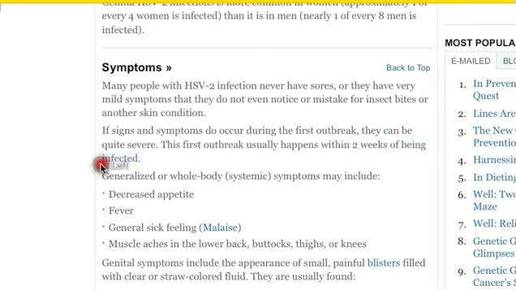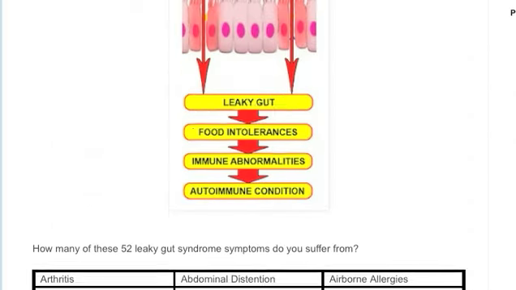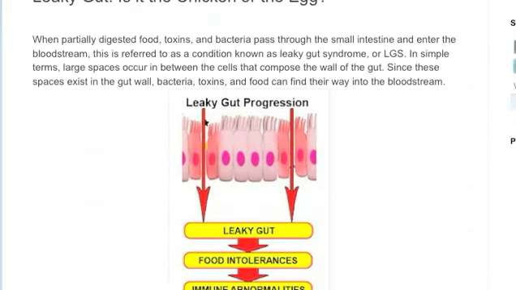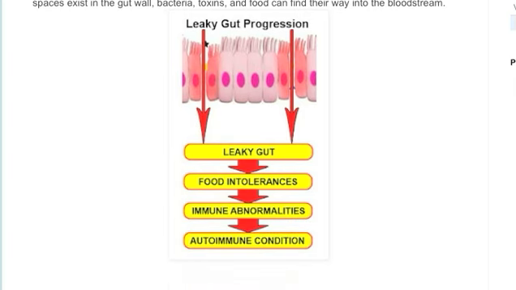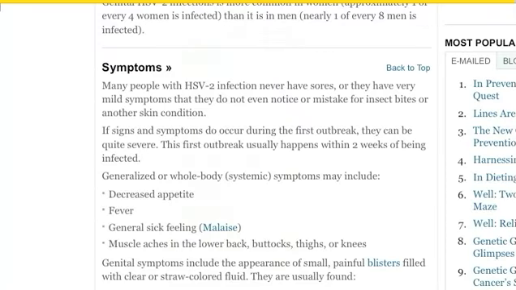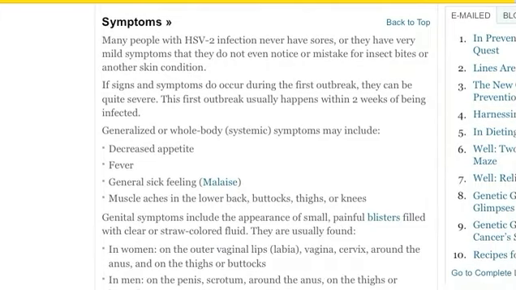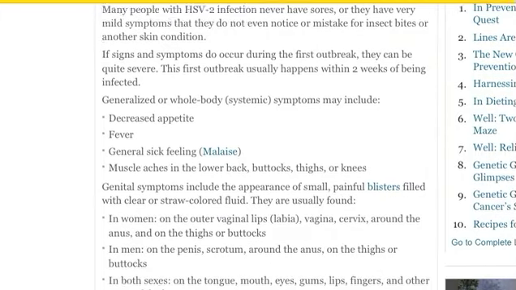Now, let me just say this before I go on: leaky gut is something that happens as a result of the foods that you eat. It's a result of poor health. It's a result of what you're putting in your body and how you're treating your organs. Herpes, on the other hand, is something that you can contract. It is a contagious disease, okay?